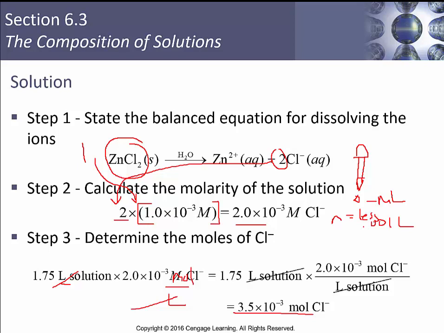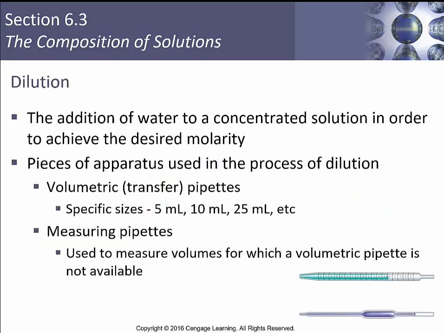Right? It's the ratio of moles per unit volume that gives us the concentration, and the concentration does not change based on our sample size. You scale up the sample size, you increase the number of moles. You decrease the number of moles, you got to decrease the volume along with it. Now, dilution is something a little bit different. That's when you add water to a concentrated solution in order to achieve a desired or target molarity.